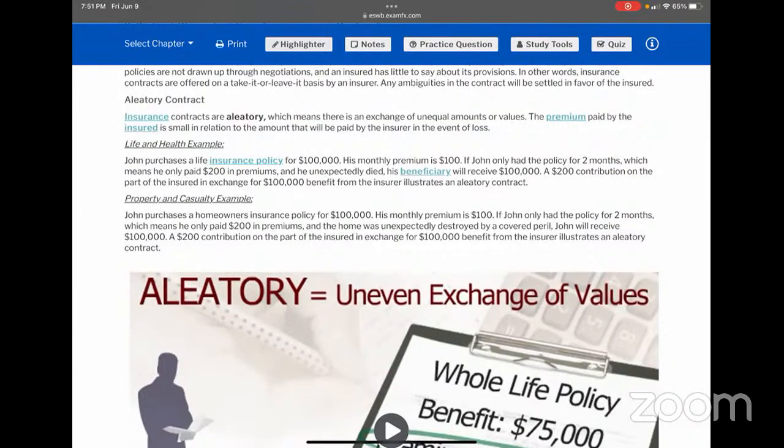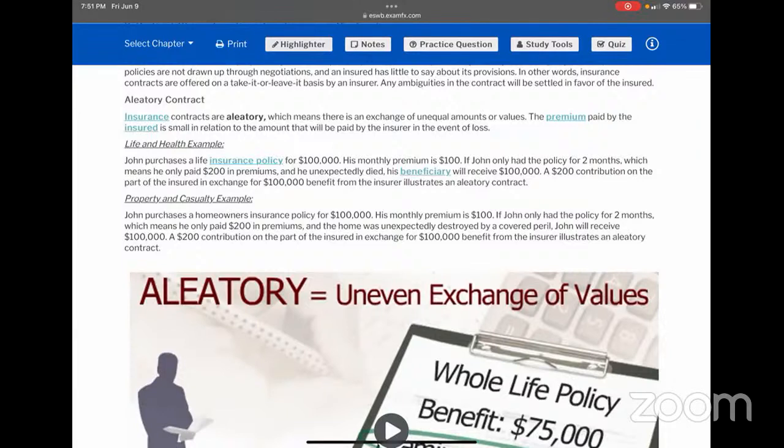Life and health example. John purchases a life insurance policy for $100,000. His monthly premium is $100. If John only had the policy for 2 months, which means he only paid $200 in premium, and he unexpectedly died, his beneficiary will receive $100,000. A $200 contribution on the part of the insured in exchange for a $100,000 benefit from the insurer illustrates an aleatory contract. All right. So when people buy life insurance, they're really buying discounted dollars. That's really what it is. But that is aleatory.